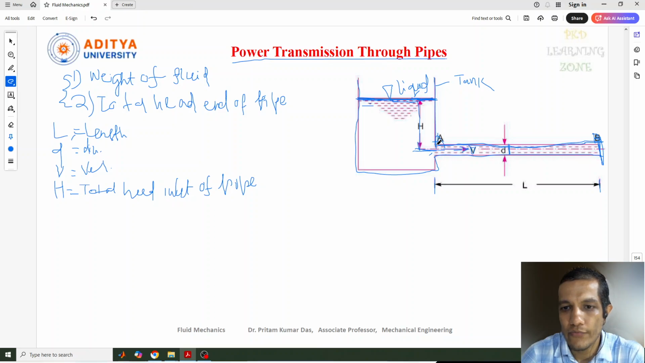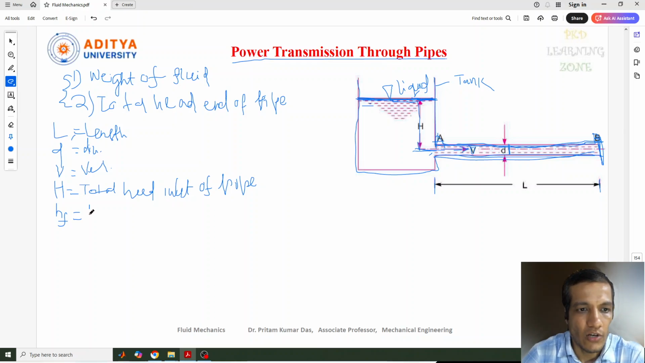Now, when the fluid is flowing through a pipe, we need to consider the losses of fluid flow in the pipe. So what kind of losses need to be considered? Here, though the fluid is flowing through the pipe, we need to consider the major loss, that is due to friction loss. So let's consider HF. HF is the head loss, or loss of head, due to friction. When considering the major loss, we need to consider F. F is the coefficient of friction actually.